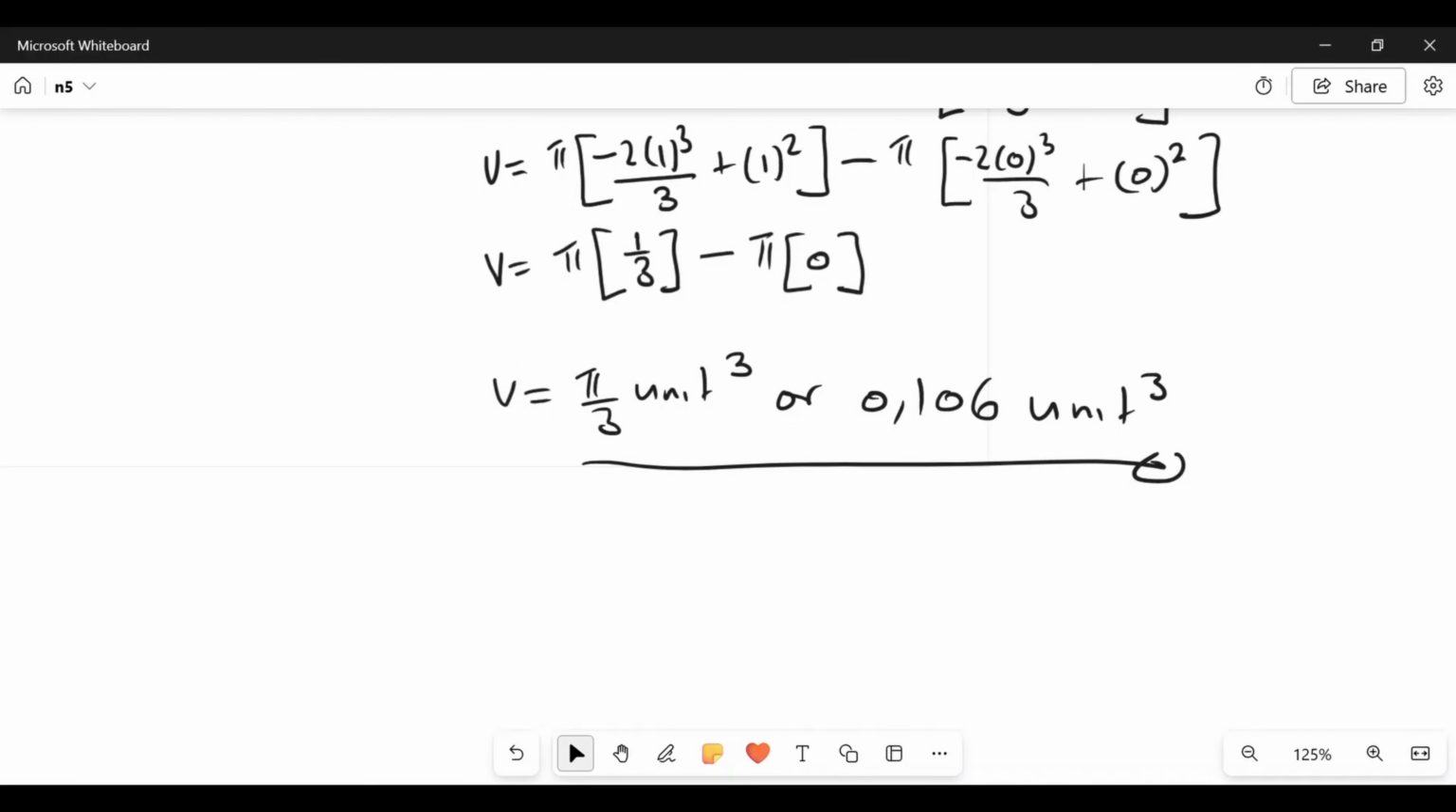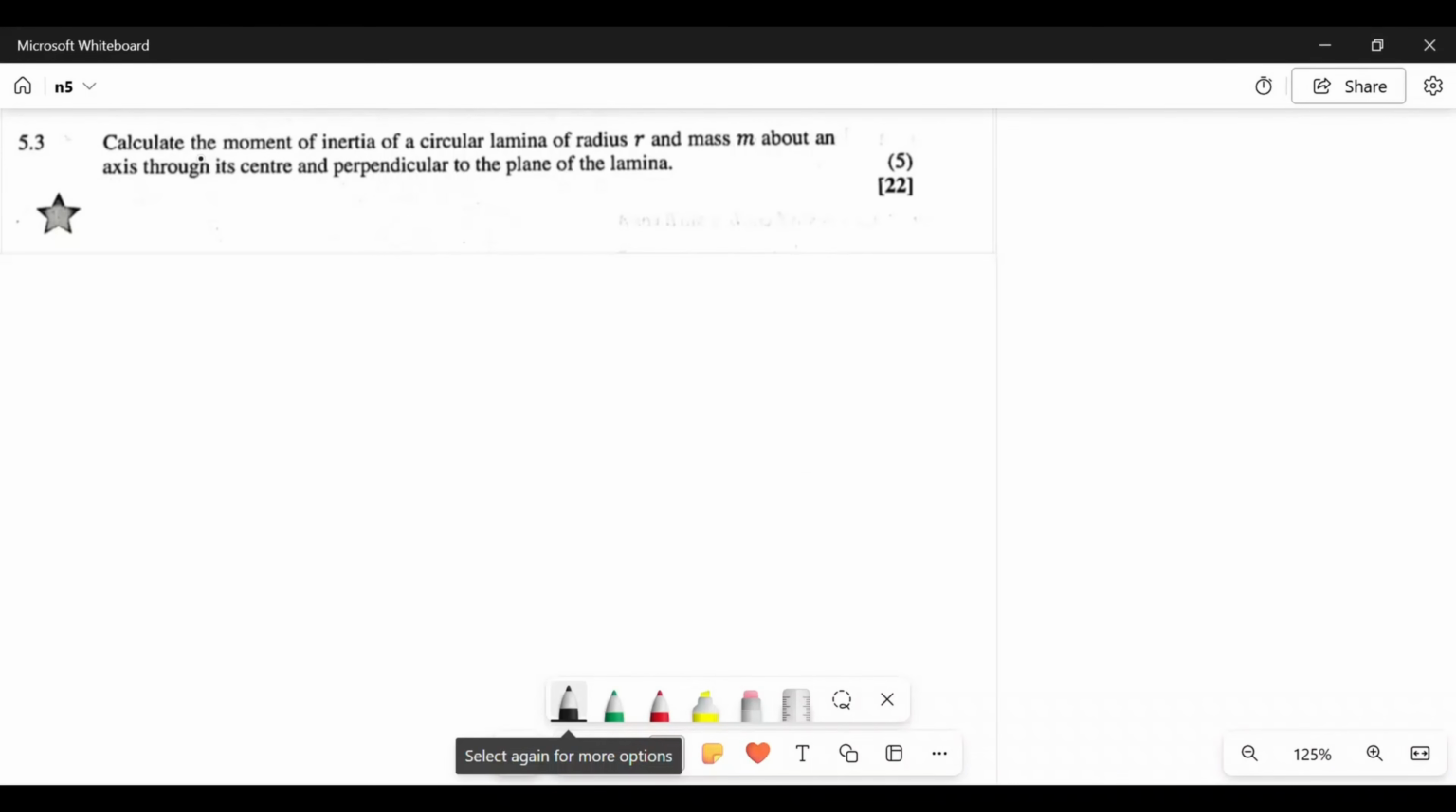Guys, we are done with 5.2.4. Now we're going to do the last question of this question 5, which is going to be 5.3. All right, guys, here is our question 5.3. Now let's read the statement and let's analyze it so that you can be able to solve the problem.